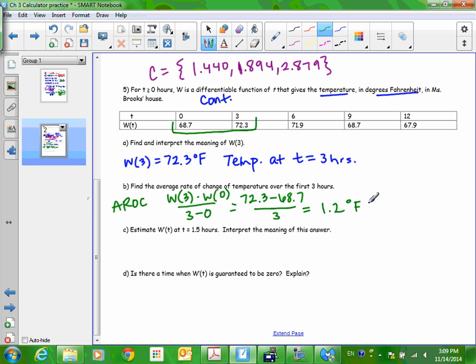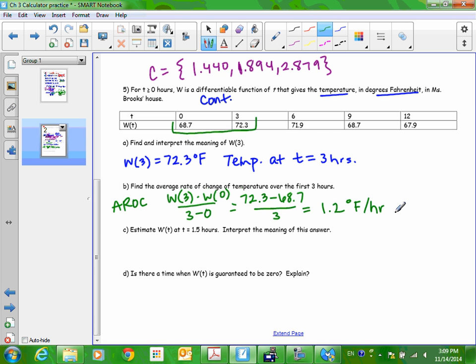Are you getting 1.2? And our units are degrees Fahrenheit per hour because it's the rate of change. So what does this mean for the problem? It means that my house on average warmed up 1.2 degrees Fahrenheit per hour over the first 3 hours.